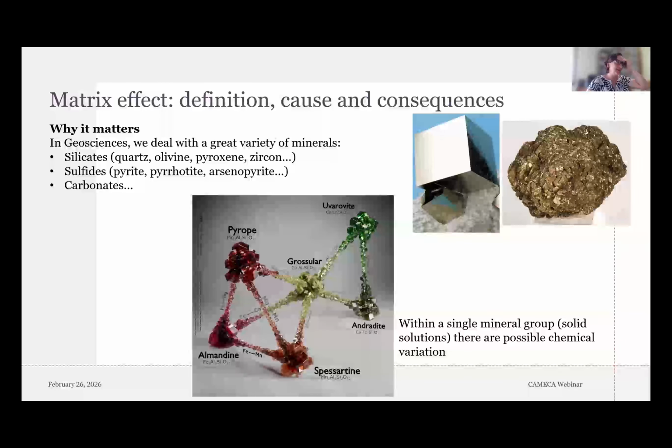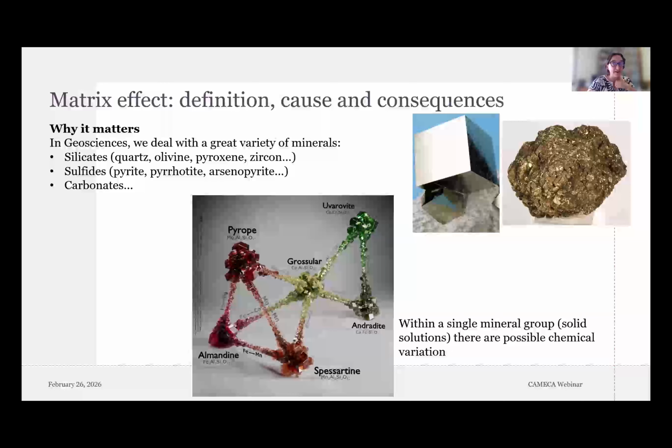Why does matrix effect matter? As geologists, we are interested in the geochemical record of minerals. In geoscience and also planetary science, we deal with a great variety of minerals. This includes silicates, for example, which are composed of silicon-oxygen tetrahedra associated with different cations. So, for example, quartz, olivine, pyroxene, zircon.